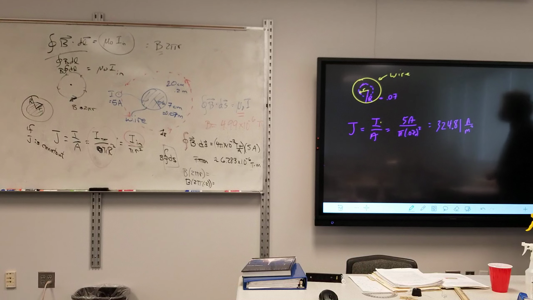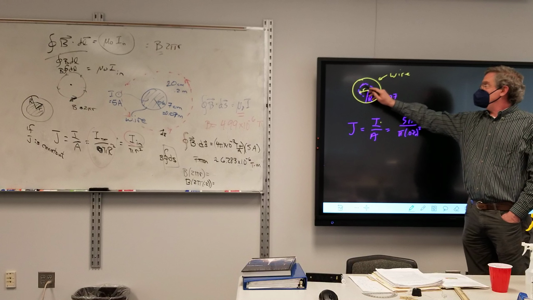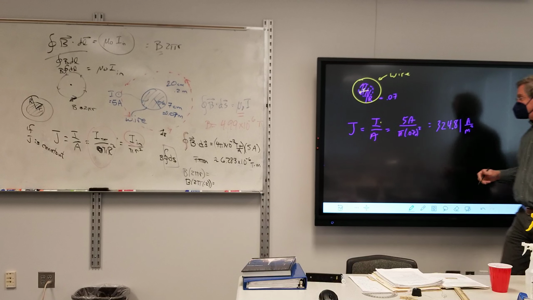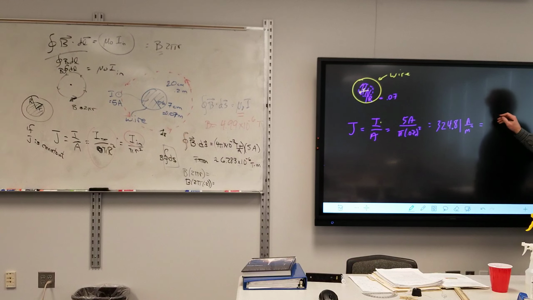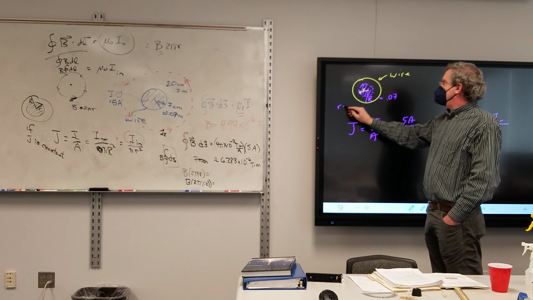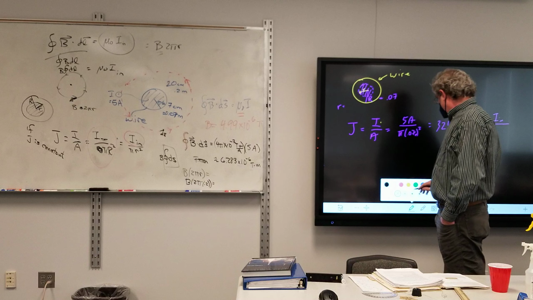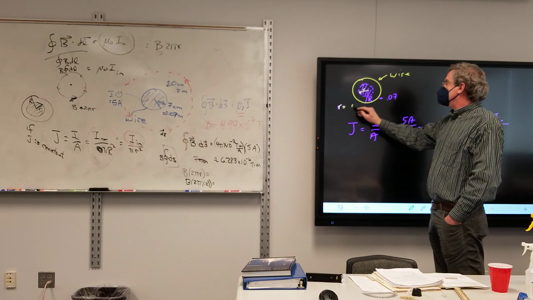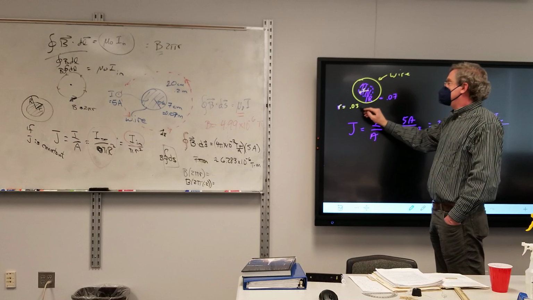But what I really care about is how much current is inside my Amperian loop. How much current is flowing through this part? Well, I know what the current density is, so that's got to be equal to the current that's flowing inside my loop over the area of that loop, which is pi times, oh, I guess I never specified r, did I? Let's make little r brighter than that. Little r equals 0.03. I guess.